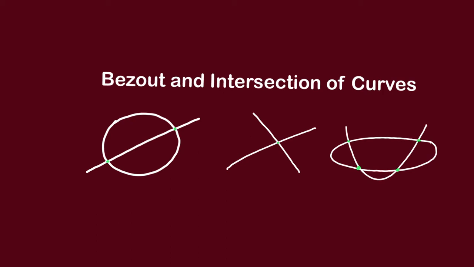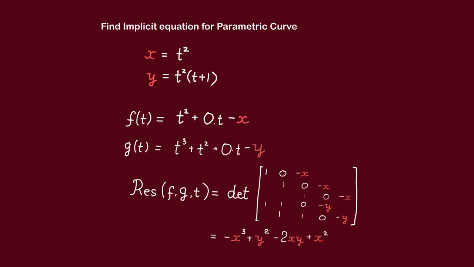In the previous videos, we have discussed two applications of resultant. One is to determine whether or not two polynomials have a common root, and the other is to eliminate variables. The resultant of any two polynomials with respect to a variable t is not gonna contain t.